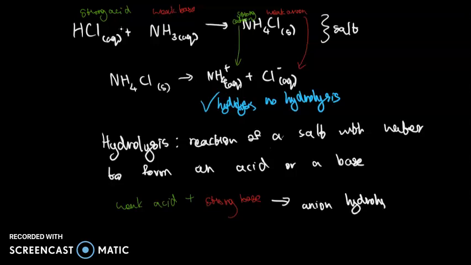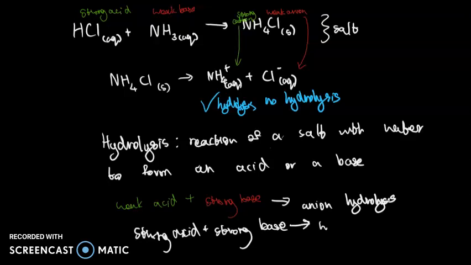Now you may be wondering, what if there's a strong acid and a strong base? Well, the conjugates are going to be a weak acid and a weak base. So let me just write this down. Strong acid plus strong base. That's going to give us no hydrolysis because the conjugates of these are going to be weak, so they won't undergo reactions with water.